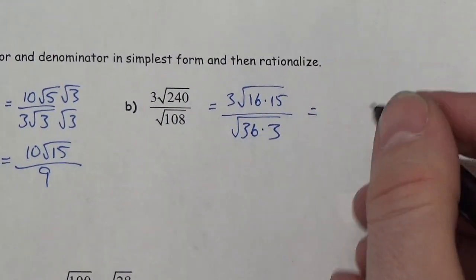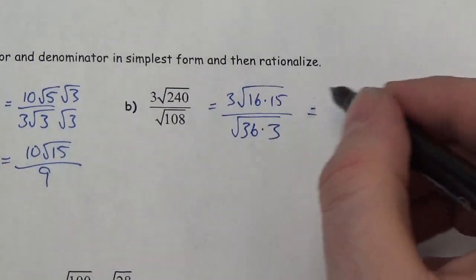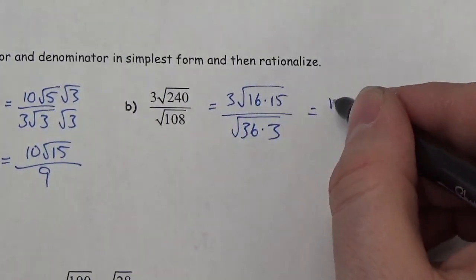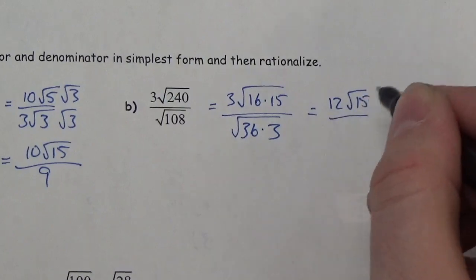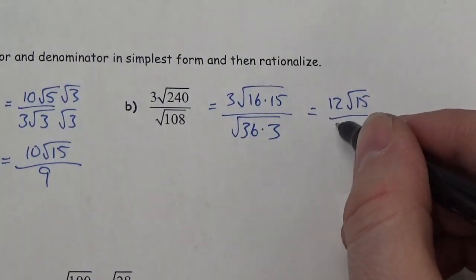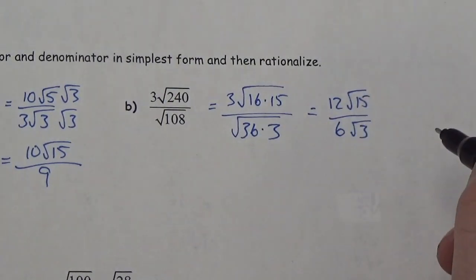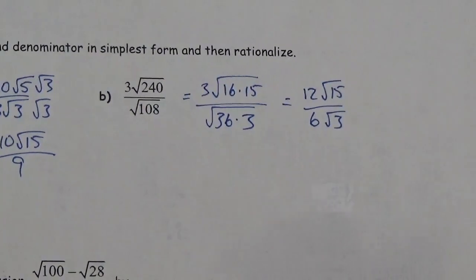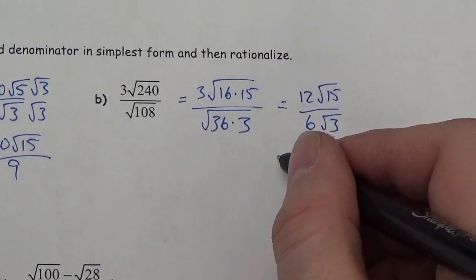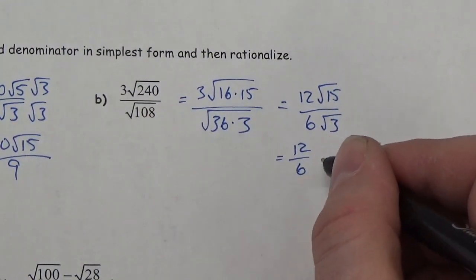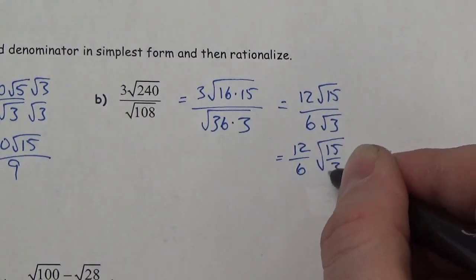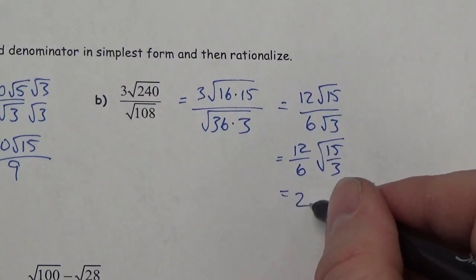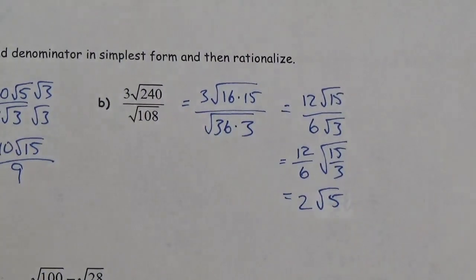And so then this becomes, well, the square root of 16 is 4, times that 3 is going to be 12 root 15. Square root of 36 is 6, and I've got that root 3 there. Well, actually, this is going to be beautiful, because this will be 12 over 6, and this will be root 15 over 3. In this case, everything works out beautifully. 2 root 5. Didn't even need to rationalize that one.